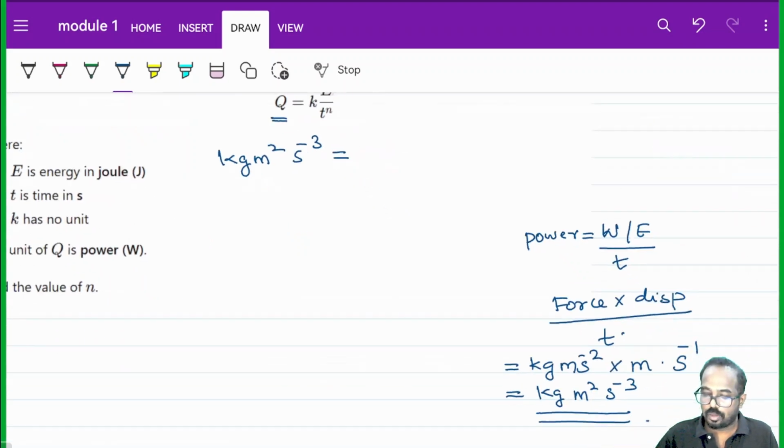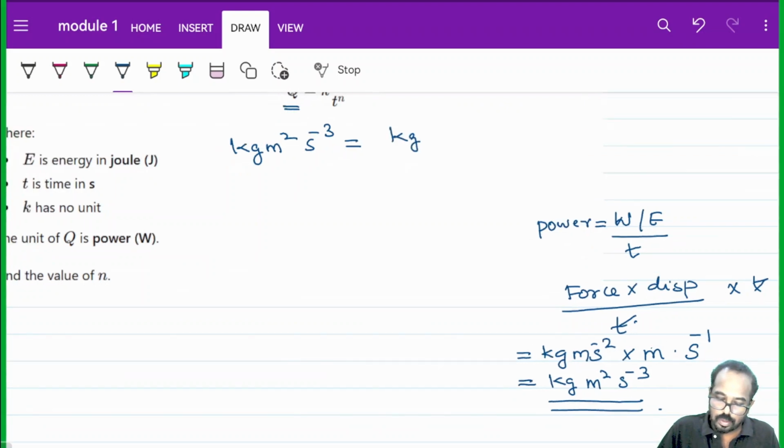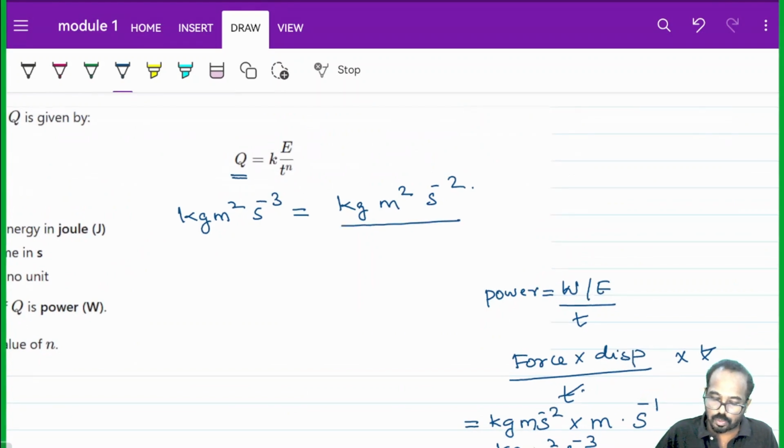Energy, what is that? If you multiply here with the time, you will get the energy, right? Force and energy, work and energy are the same quantity. Both are having the same unit, right? Joules. So that means from here, if you multiply by t, t will get cancelled. So kilogram meter square second to the power minus 2, right? Divided by time, you will get the energy. And again divided by t to the power n, second to the power n. So I'm rewriting it: kilogram meter square second to the power minus 3, which is equal to kilogram meter square second to the power minus 2 second to the power minus n.